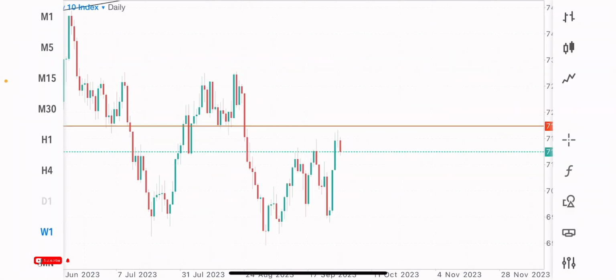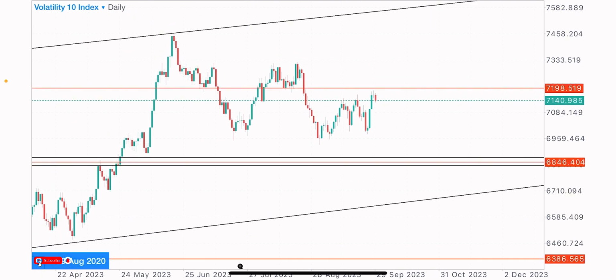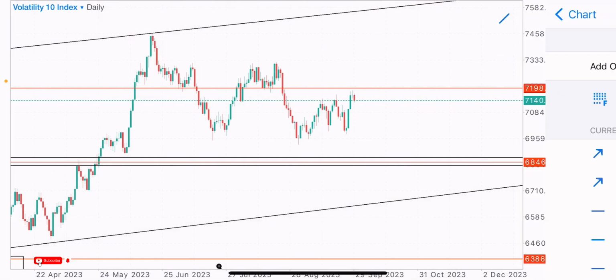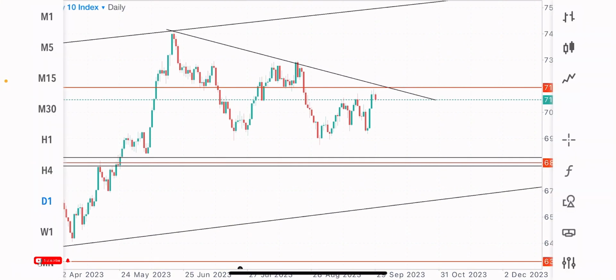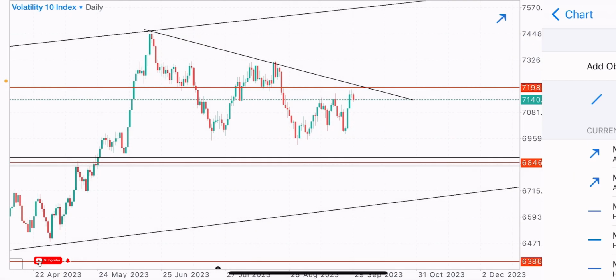So let's go to the daily time frame to have a clear view of this index. On the daily time frame, you can tell that the market is already creating this lower high structure, which is a bearish structure, a bearish formation, and the sell is expected from this lower highs formation to our identified key level, which we got as this zone.